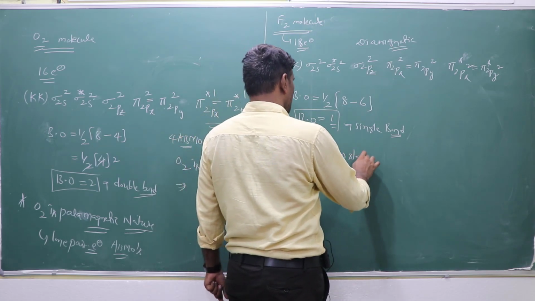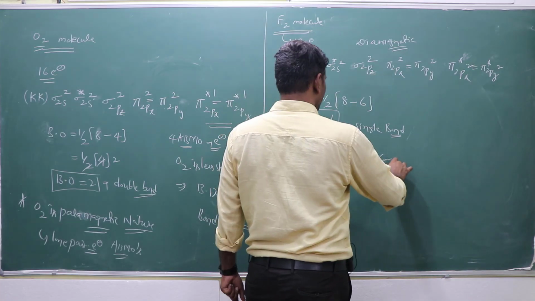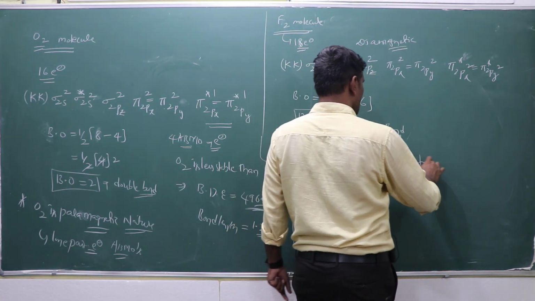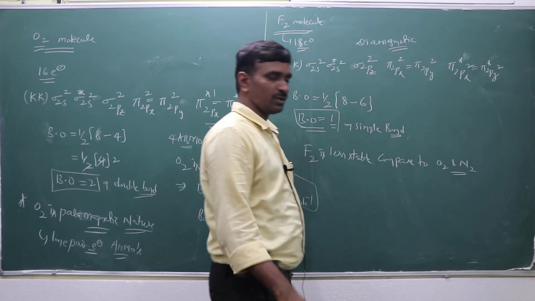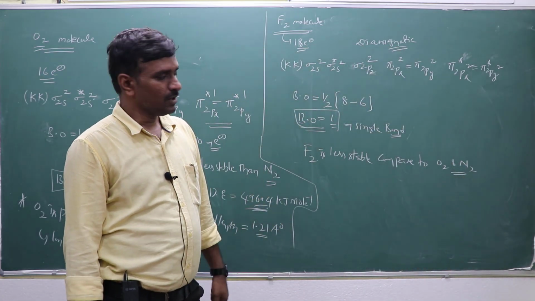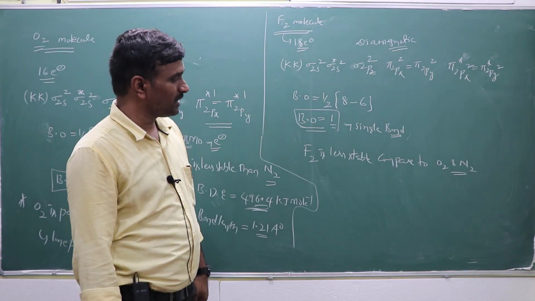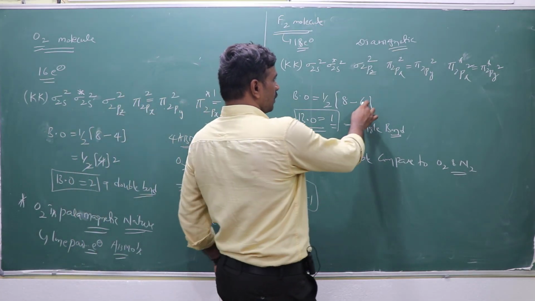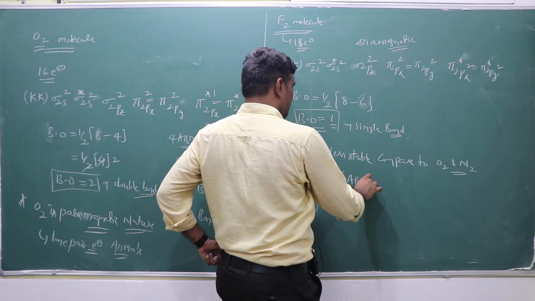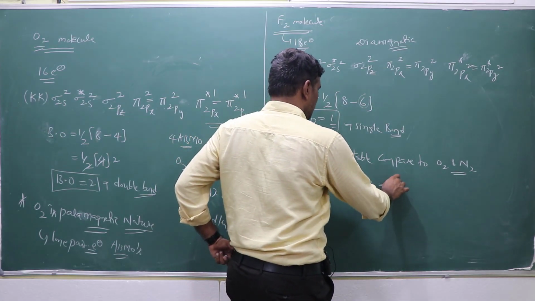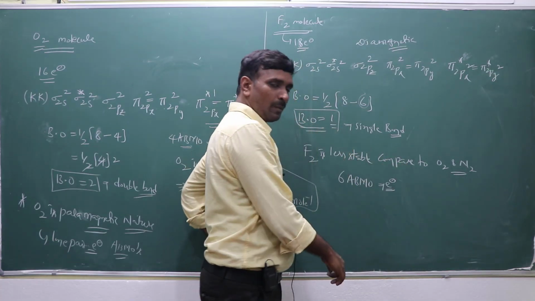F2 is less stable compared to O2 as well as N2. Why? Because compared to O2 and N2 it is less stable. So how many antibonding electrons are there? 6 antibonding electrons are there. 6 antibonding molecular orbital electrons are available.